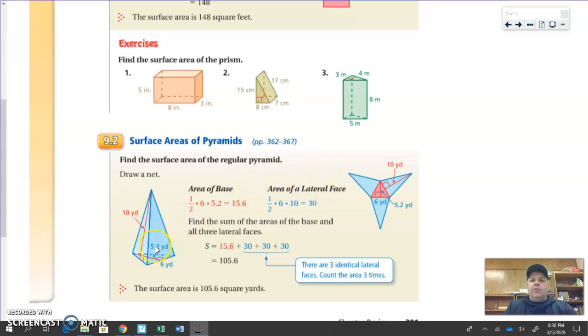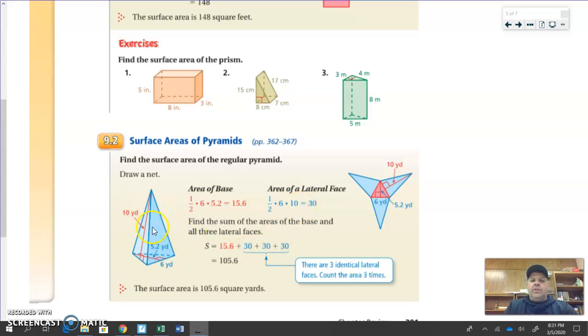So if there is a triangle, there will be 3 triangles here. If there is a square as a base, we will have 4 triangles on the lateral faces. So you can see in this one, we have the area of the base, which is 6 times 5.2, which equals half of that. So we take half of that, and that is 15.6.